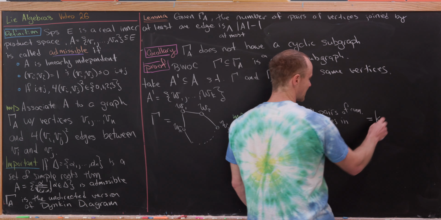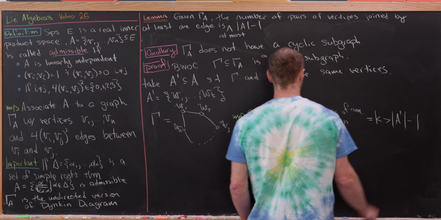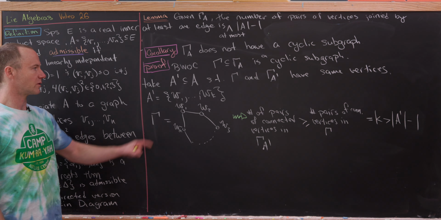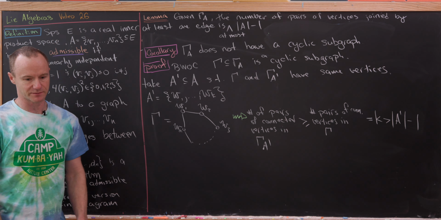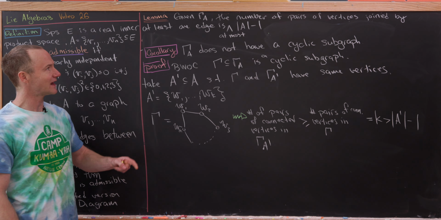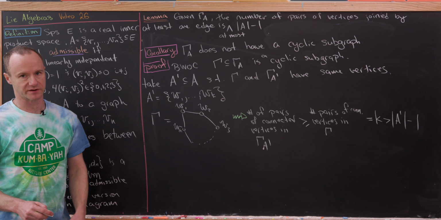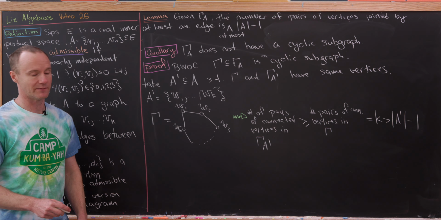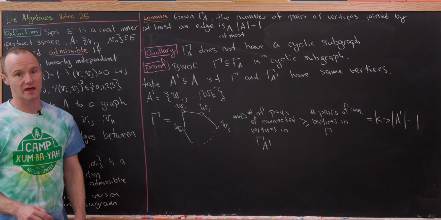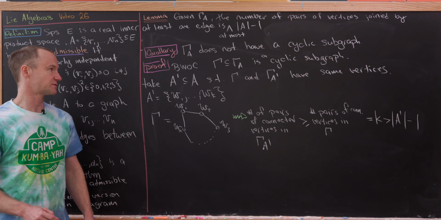But now let's notice that k is strictly bigger than the number of elements in A prime minus 1. Well, k is bigger than k minus 1. Furthermore, because A prime is a subset of an admissible set, we know that A prime is itself admissible, but that contradicts this maximum number of joined vertices that we had from our earlier lemma. Which means we can't have a cyclic subgraph within a graph associated to one of these admissible sets. Okay, so now let's move on.